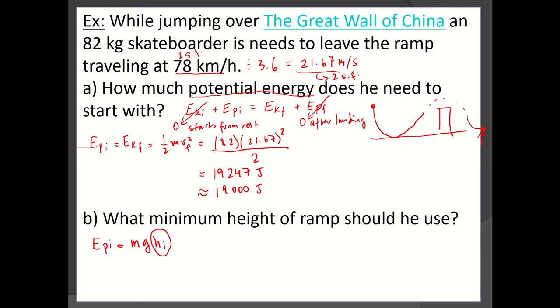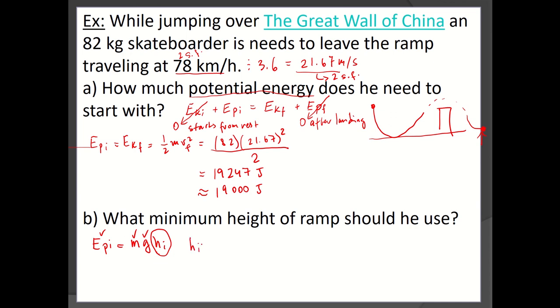And this is what we actually care about. We care about the h initial here. Since we already found what this is going to equal, this is going to equal 19,247 joules. We know what this value is. We know the mass of the skater. We know the g value. Basically one unknown only, the initial height. So all we have to do is rearrange this for initial height, and that's it.